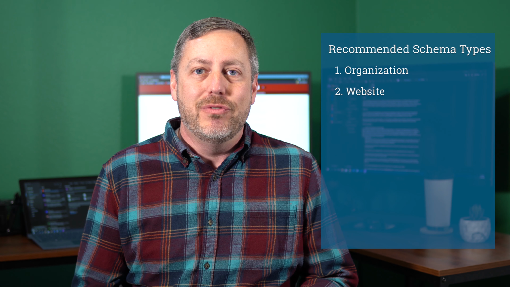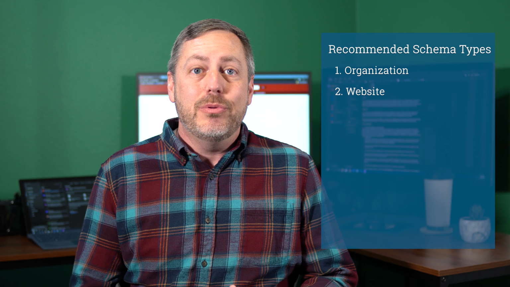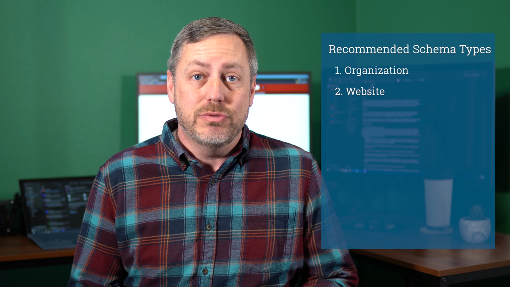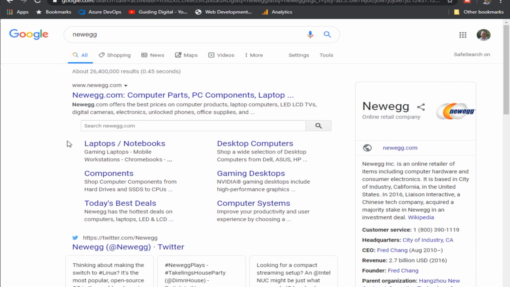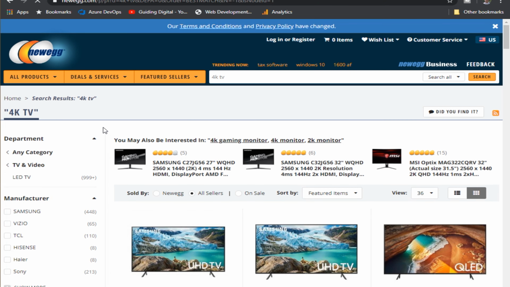The next schema type I would recommend implementing is the website type. The website type can enable the site link search box in the Google search results. Here's an example of the site that has that implemented. You'll notice when you enter the search term in the site link search box, it directs the search directly into the search results on the target site.